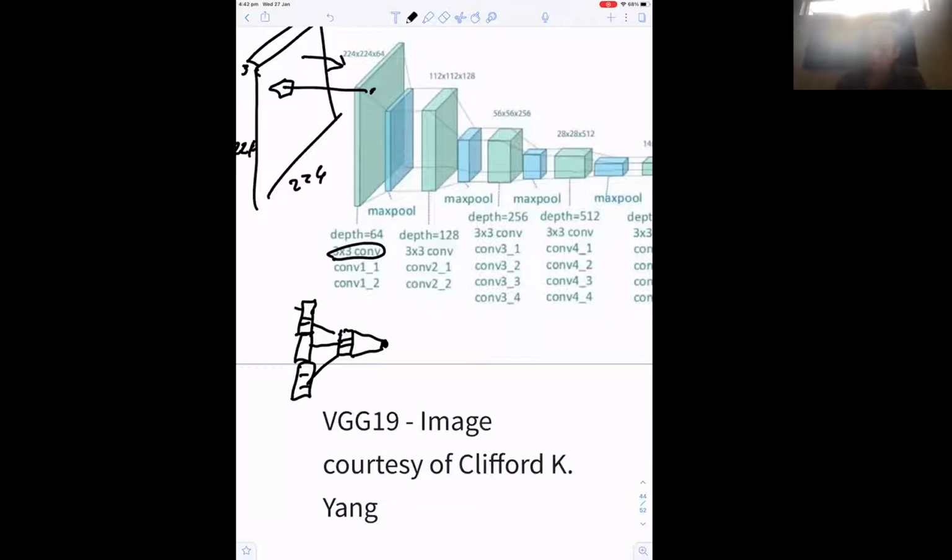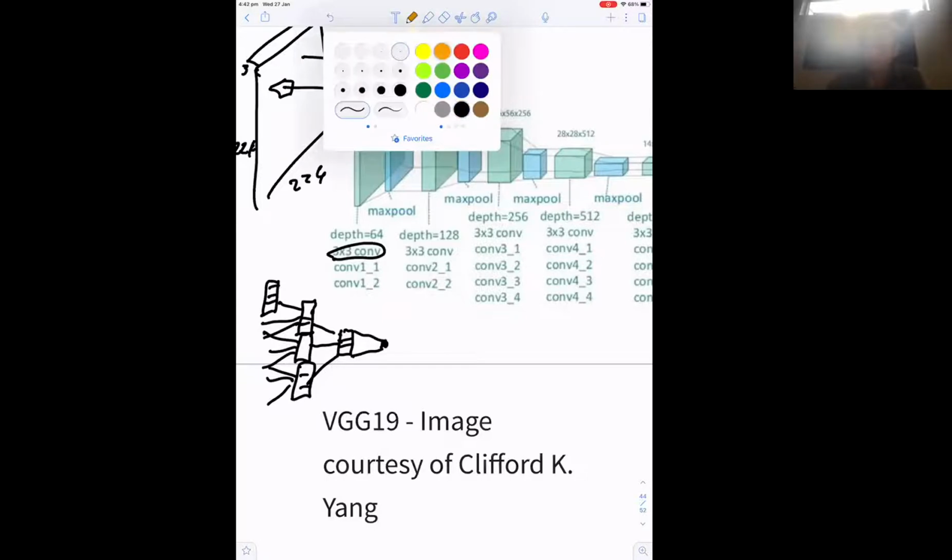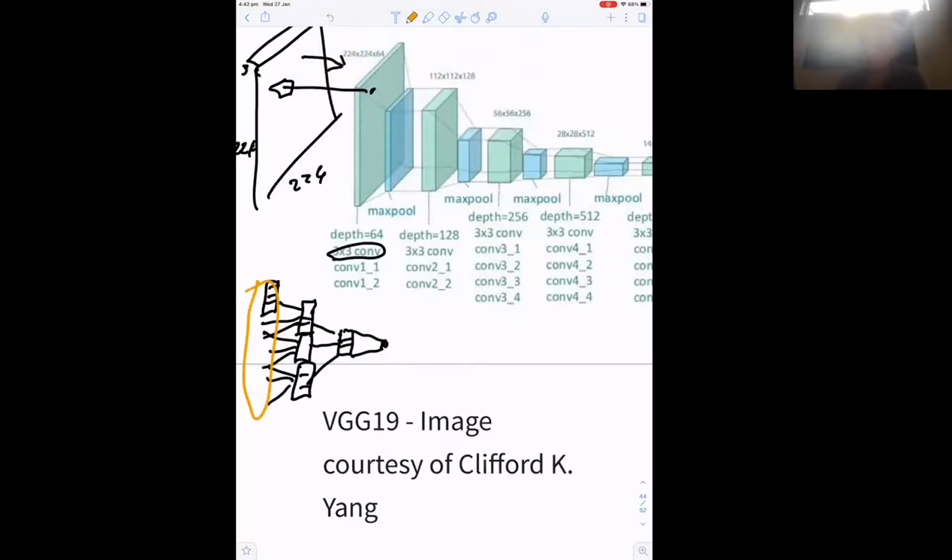And let's even go one more, and then you've got a 3 by 3, and a 3 by 3, and a 3 by 3, and so on. Okay, so you go and you ask yourself, what's the receptive field after you've cascaded 3 by 3 convolutions? And what you'll get is that it's 7. It's a receptive field of size 7.